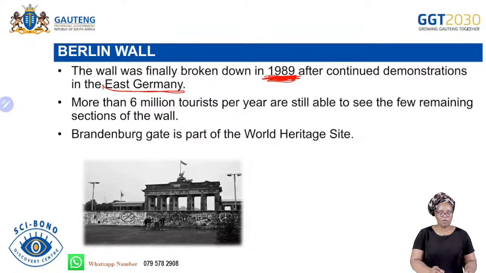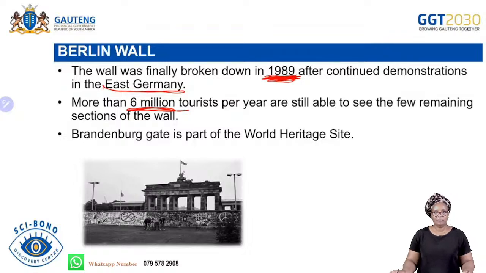More than 6 million tourists each year visit the area to see the remaining sections of the wall. So imagine, more than 6 million per year. They still go there to explore and to learn about the history of the Berlin Wall.